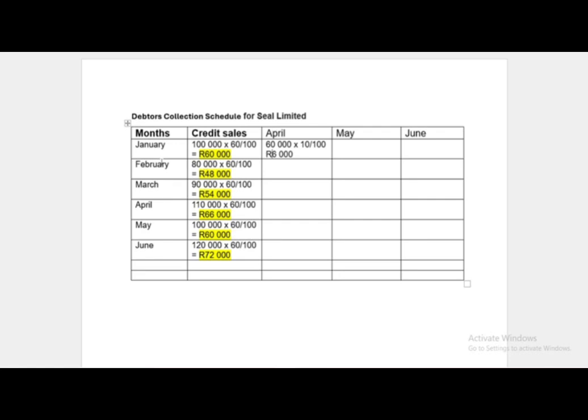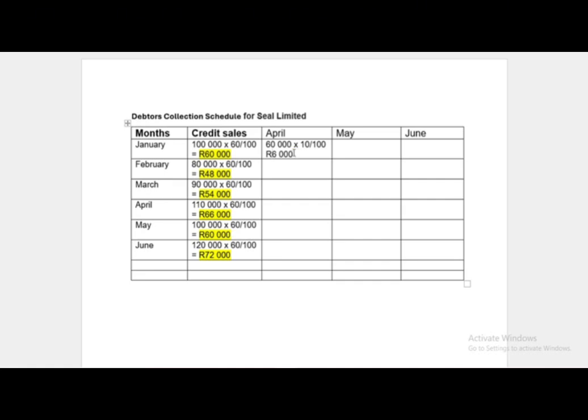Because remember, we've got 20% during the month of sale, 50% the first month following the month of sale, another 20% second month following the month of sale, and 10% the fourth month following the month of sale. So the fourth month is April and is in our debtors collection schedule. So we are going to calculate for the month that is affected, that is in the debtors collection schedule that we must collect for, right?